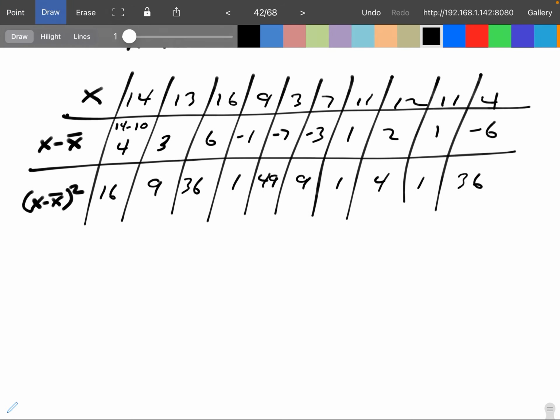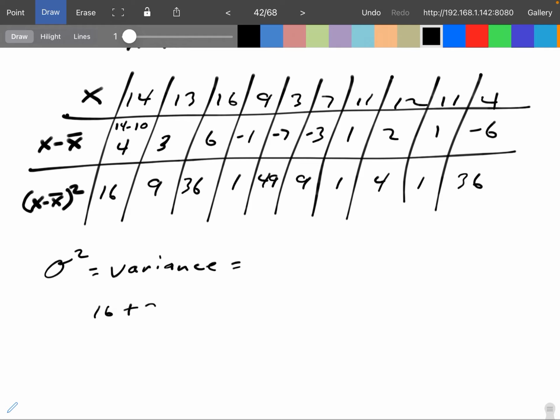The symbol for the variance is the Greek letter sigma squared. And so we're going to square all these things. No, not square them, I mean we're going to average them. So this thing is called the variance. And so we're going to average all these.